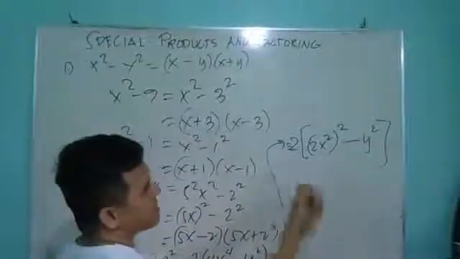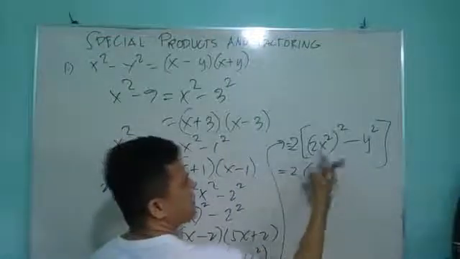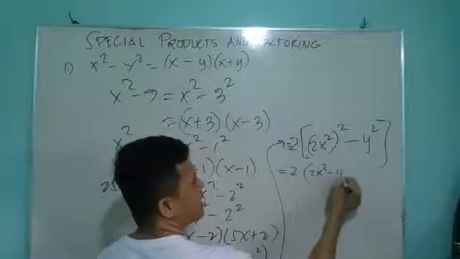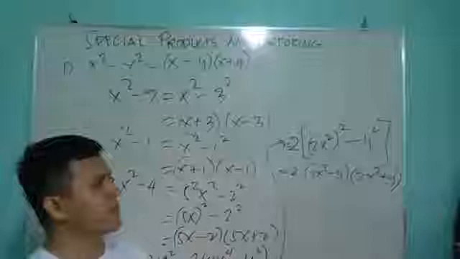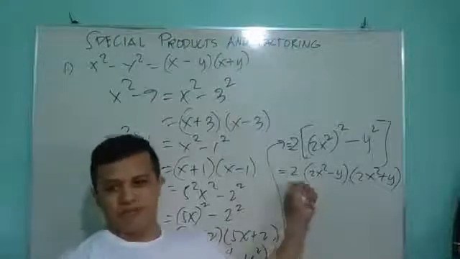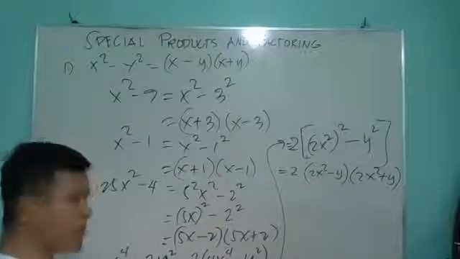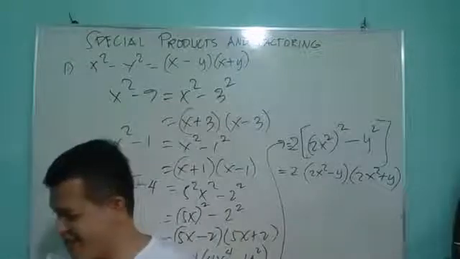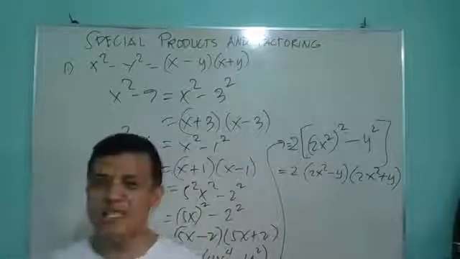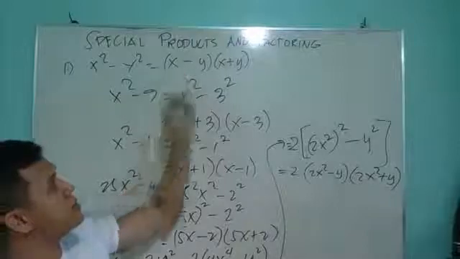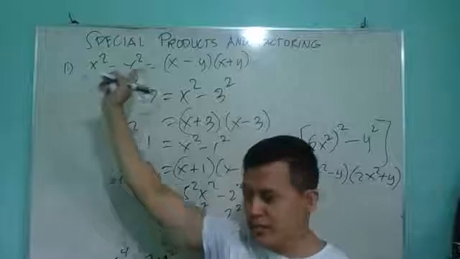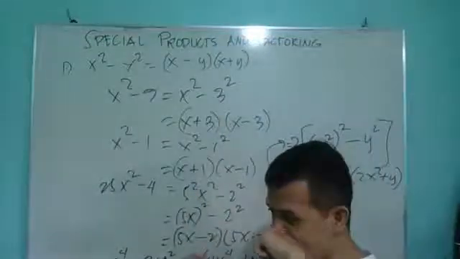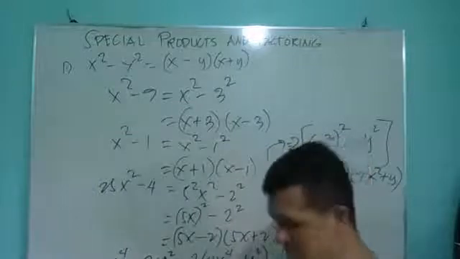So we can just factor this out. We have 2 times 2x squared minus y, and then 2x squared plus y. That's it. There you go. This is the factored form of this one. So short, but so long. Anyway, this is the first rule of special products and factoring: difference of two squares. This is the name of this rule, and I have shown you the variants in different examples.